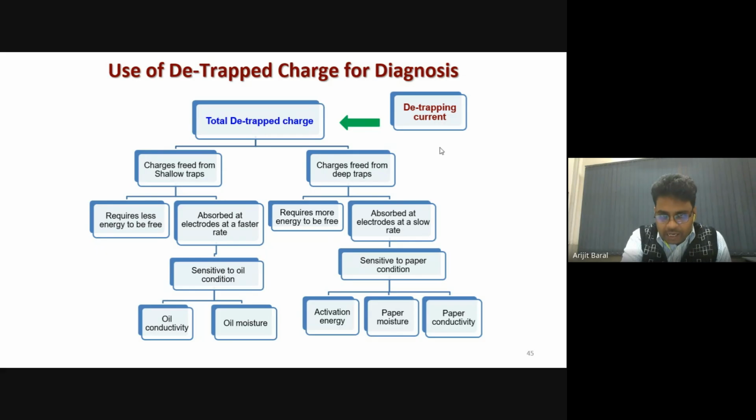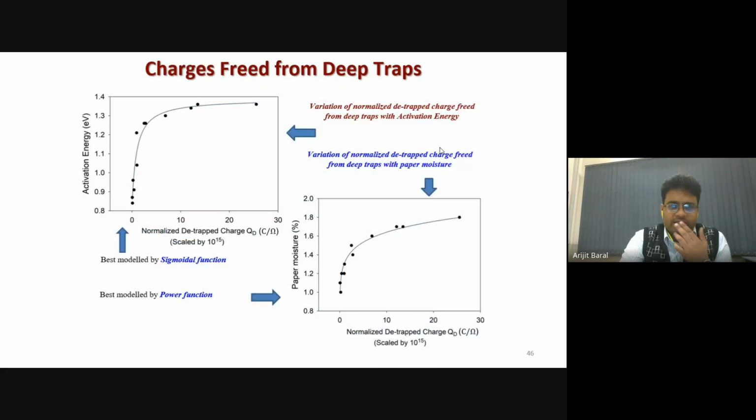If you look at the very last row over here, you can see that oil conductivity, oil moisture, activation energy, paper moisture, paper conductivity, all these parameters can be obtained, which was inaccessible when you perform DGA. So here you can see paper moisture and detrap charge. The detrap charge and paper moisture maintain a well-defined relationship. These black dots represent data obtained from power transformers, and these power transformers are located throughout India. So it has not been taken from one particular region. It has been taken from several utilities.